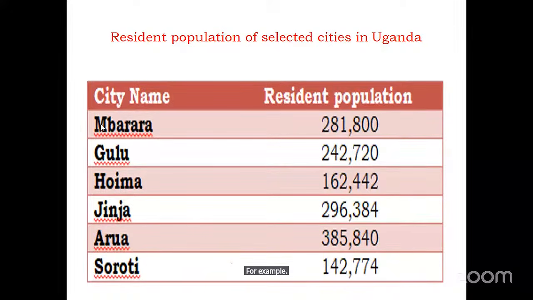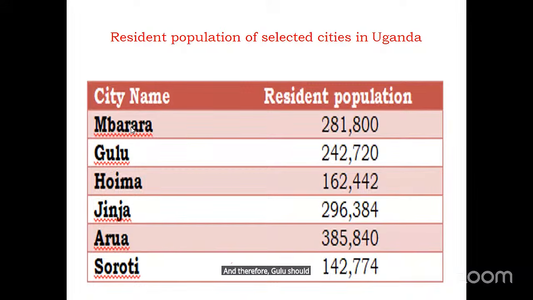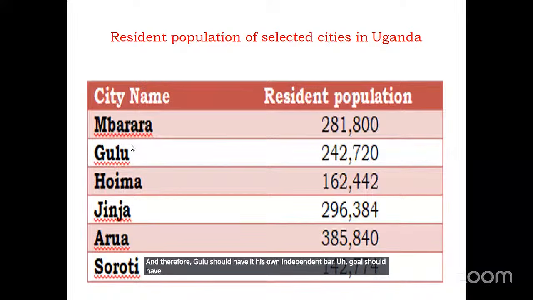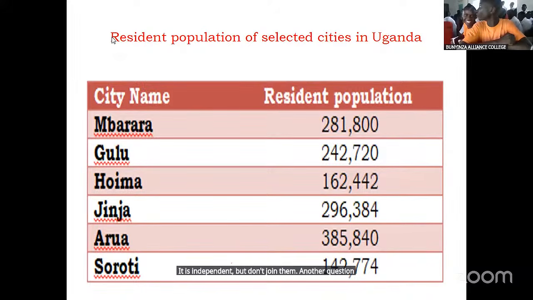For example, Mbarara is different from Gulu. Gulu is different from Hoima. Hoima is different from Jinja. And therefore, Gulu should have its own independent bar. Mbarara should have its independent bar. Hoima should have its independent bar. Don't join them. Another question?